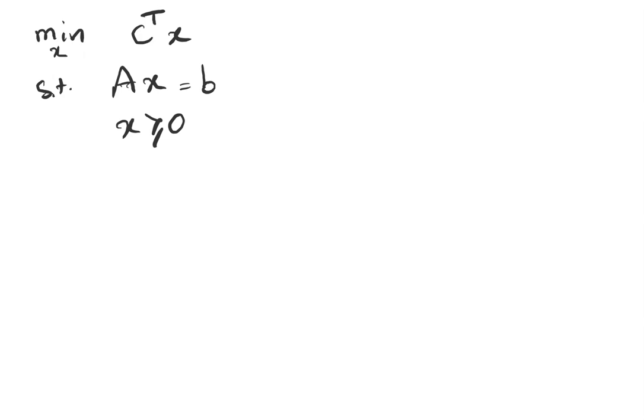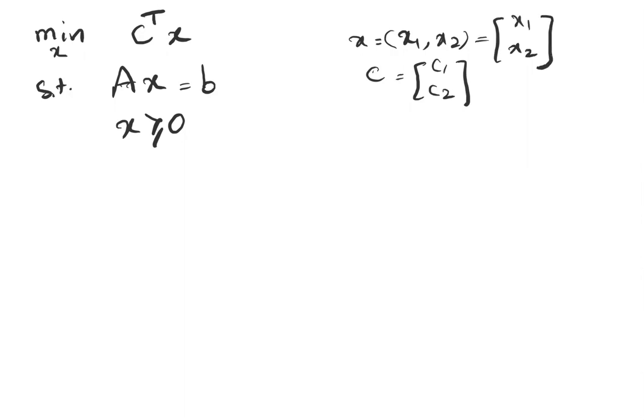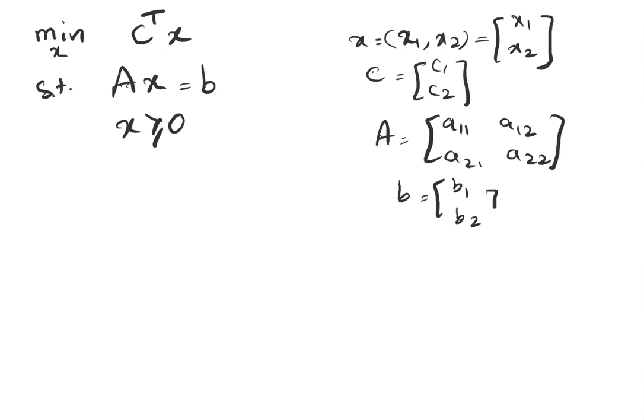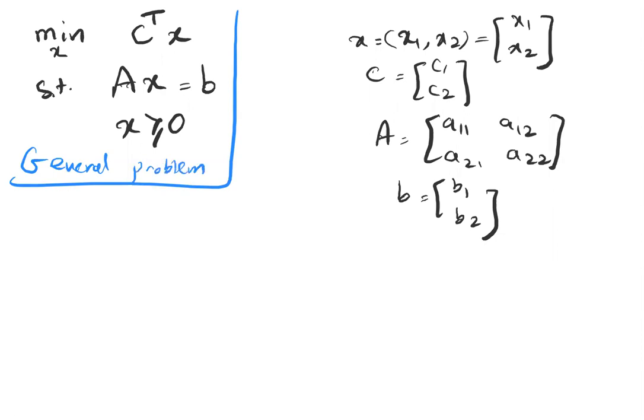All right. So if I want to show it for the scenario where I have x1 and x2 as the variables, then C is going to be C1 and C2. So vector of variables x1, x2, vector of coefficients for the objective function C1 and C2. A is equal to A11, A12, A21, and A22. And B is equal to B1, B2. So this is the general problem. This is an example.